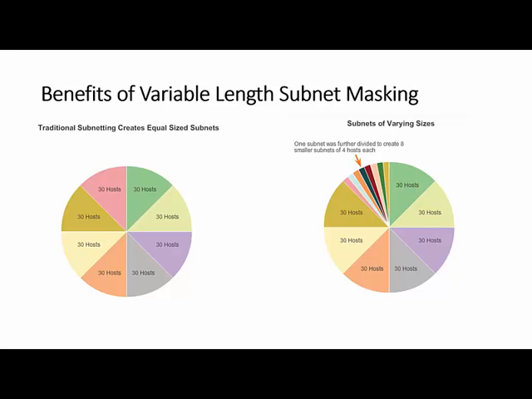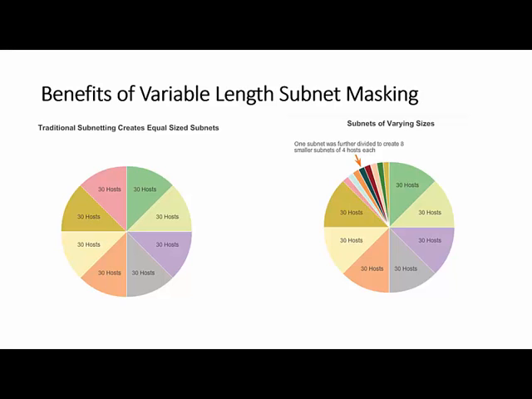VLSM subnetting is similar to traditional subnetting in that bits are borrowed to create subnets. The formulas to calculate the number of hosts per subnet and the number of subnets created still apply. The difference is that subnetting is not a single pass activity. With VLSM, the network is first subnetted and then the subnets are subnetted again. And this process can be repeated multiple times to create subnets of various sizes.